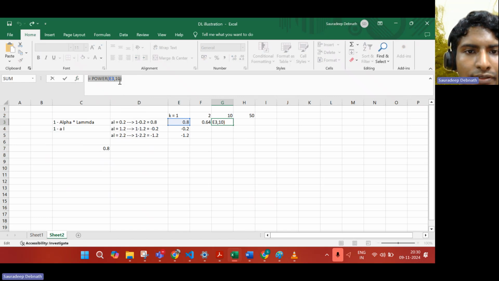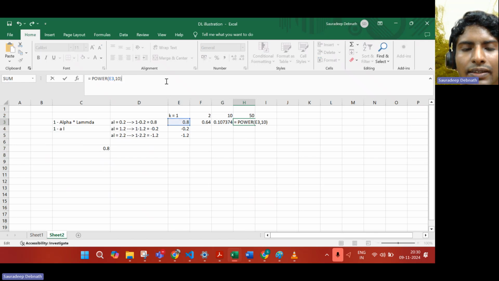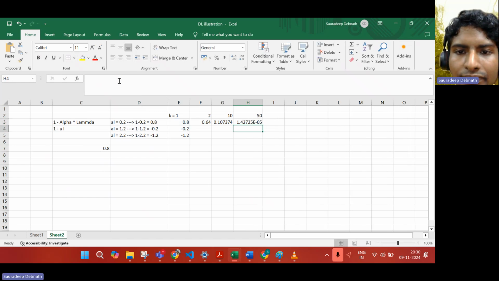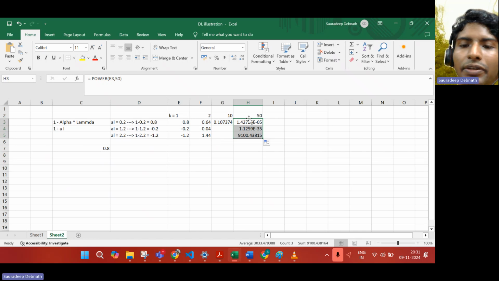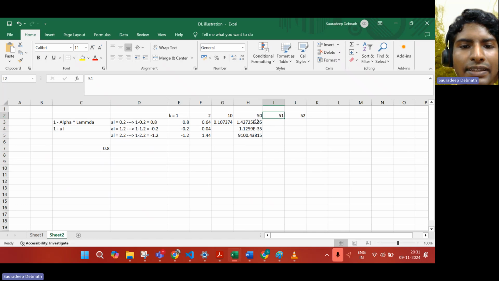Let's copy this. Now iteration 50. And again we are comparing the theta naught, the original weights, along with the weights after k iterations. K's values are 2, 10, and 50. We are supposed to actually check the divergence, so we have to take adjacent cells to see how the sign flips.